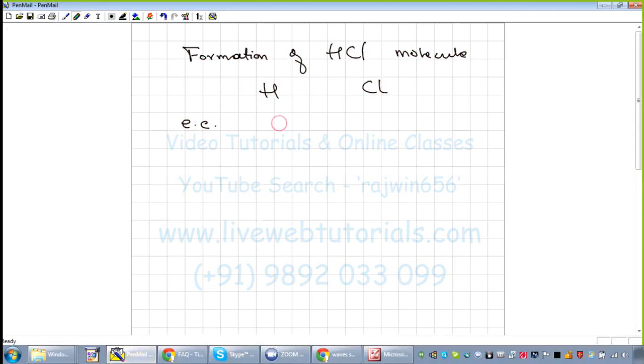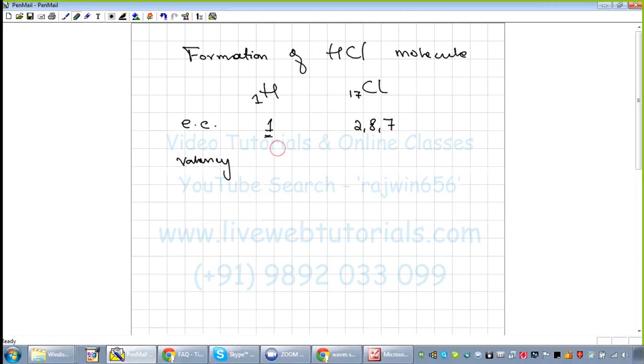Proton number 1, proton number 17. This you will get from the periodic table. So its electronic configuration is 1. And for chlorine, 2, 8, 7.